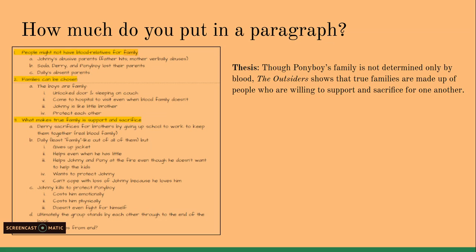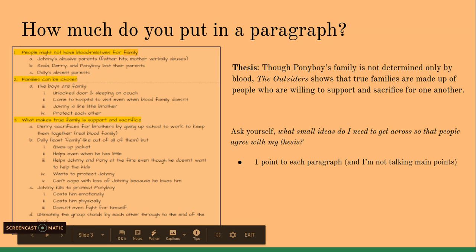So this is my thesis, of course, that though Ponyboy's family is not determined only by blood, The Outsiders shows that true families are made up of people who are willing to support and sacrifice for one another. So again, there are a couple different versions of that thesis. This is just the one I'm going with for this paper. So you're going to ask yourself, what small ideas do I need to get across so that people agree with my thesis? And I tend to break this down according to my outline. So I use about one point per paragraph.